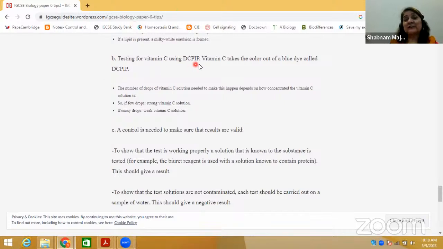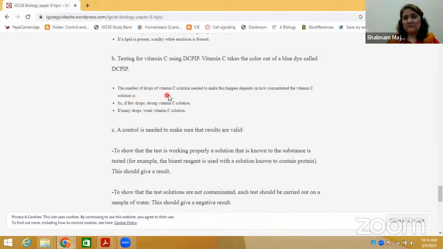Yes. Testing for vitamin C using DCPIP. Vitamin C takes the color out of a blue dye called DCPIP. No one is going to ask you what DCPIP stands for; it's a full long word, even we don't do it in A-levels. So DCPIP is a solution which is originally blue in color, and if vitamin C is present, it becomes colorless. If the concentration of vitamin C is higher, then the DCPIP will become colorless in the least time. This is the concept you should bring to your mind.